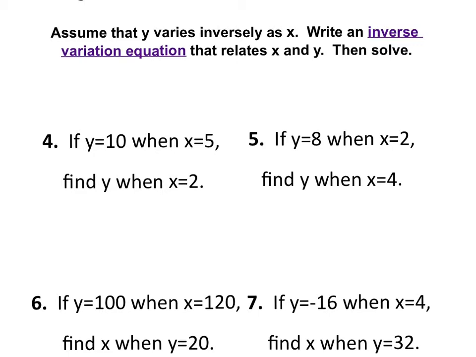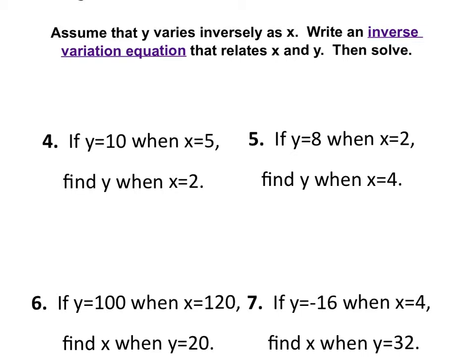All right, so a little bit more review. Assume that y varies inversely as x. Write an inverse variation equation that relates x and y, then solve. As you recall from the other day, we could use either the product rule or setting up a proportion. I will use what method I think is the simplest for myself, but again, you could use whatever one you would like. So here on number 4, if y equals 10 when x equals 5, find y when x equals 2.